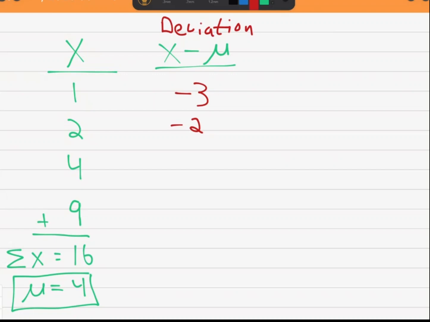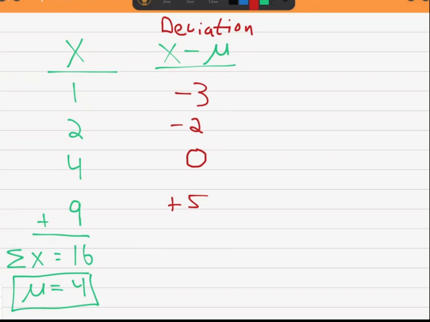Now what about 4? 4 minus 4 is 0. When we have 0 deviation, then the data point is sitting on the average, right? It doesn't deviate at all. And now here we have a data point that's to the right of the average, and we have a positive 5. So we'd like to think of an average deviation. That's what the standard deviation would accomplish.